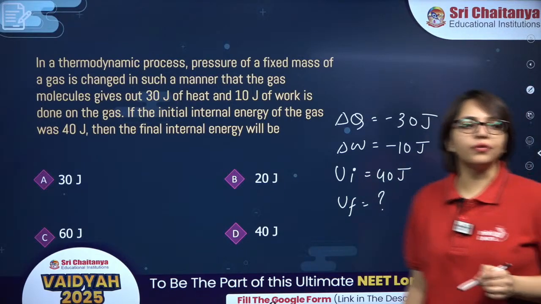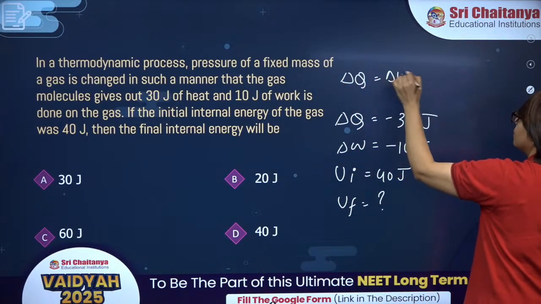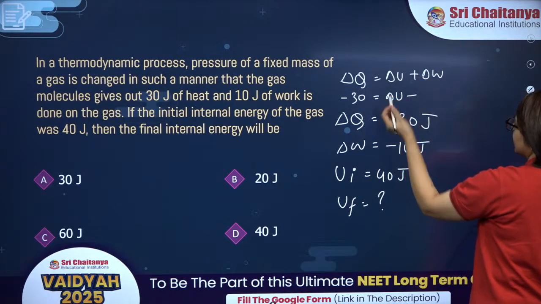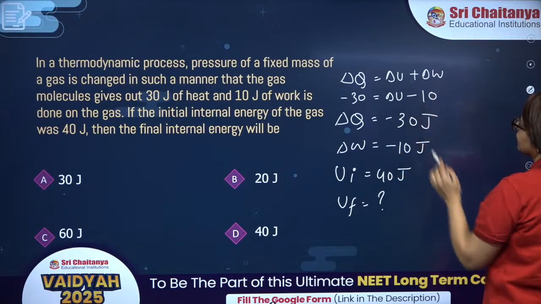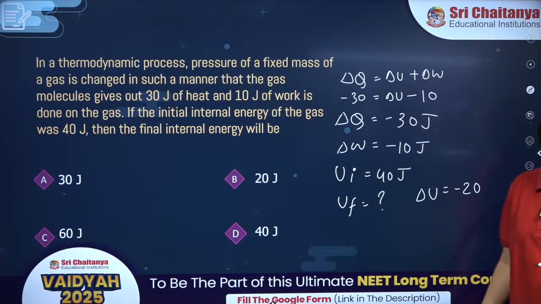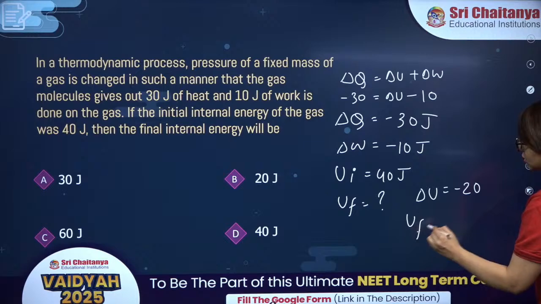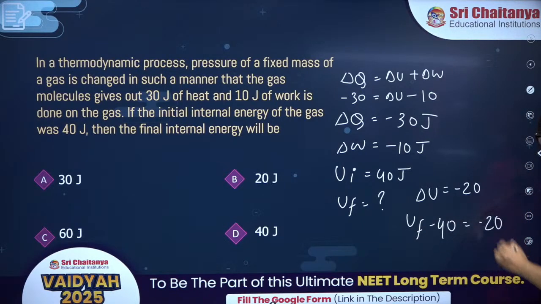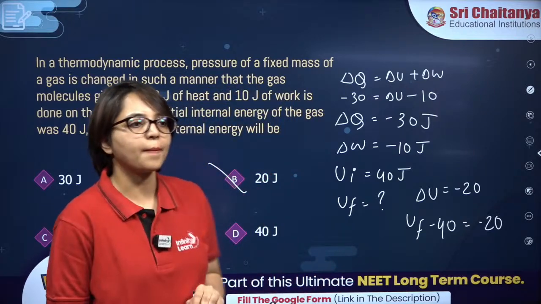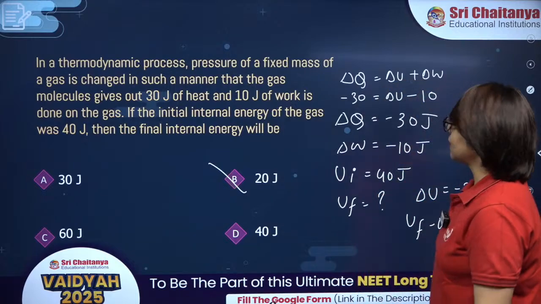So you have to apply first law of thermodynamics over here. Delta Q is equal to delta U plus delta W. Delta Q is minus 30 is equal to change in internal energy and delta W is minus 10. So delta U will be minus 20 joules. But change in internal energy is what? Option C, well done. It is U final minus U initial, and that should be minus 20. So U final is 40 minus 20, that is 20 joules, which is option B. Well done guys, well done. Good job everyone. Right, so that is how this can be done.